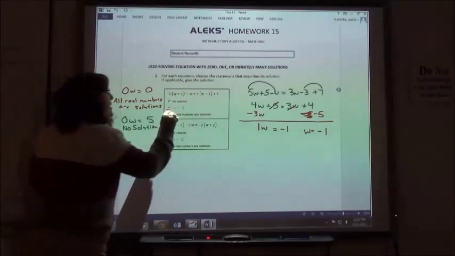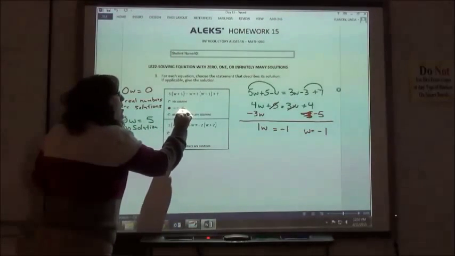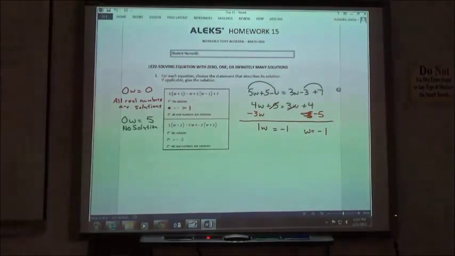So on this one, we got an answer. We're going to mark the circle that's next to that. We're going to type the negative 1 into the box. It says that's our answer.